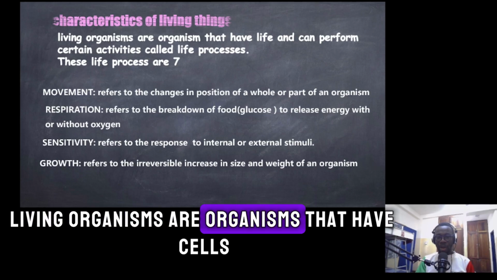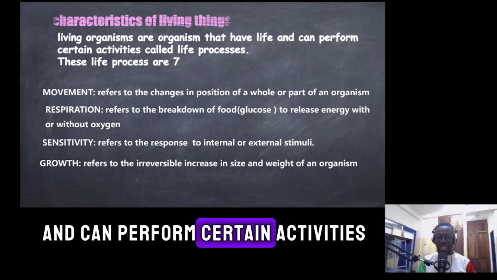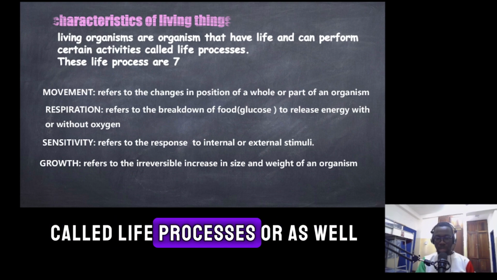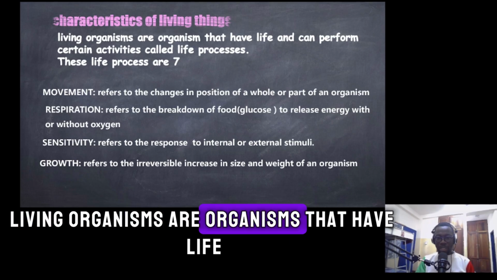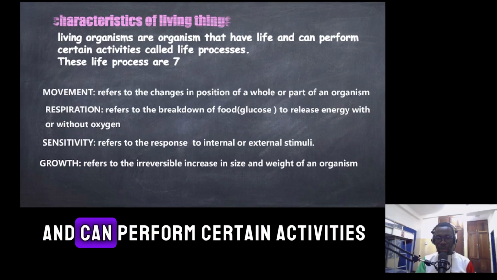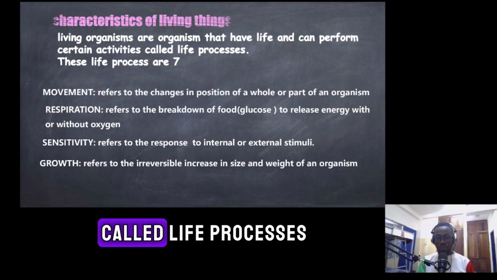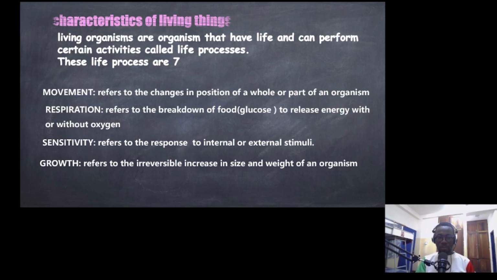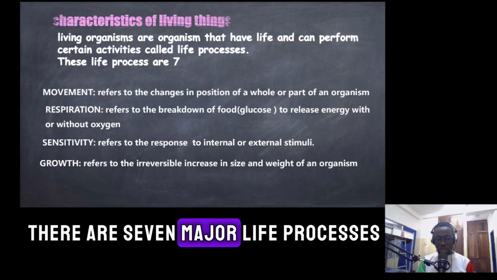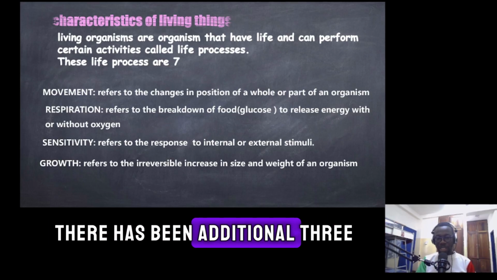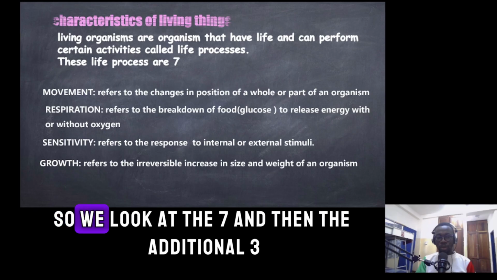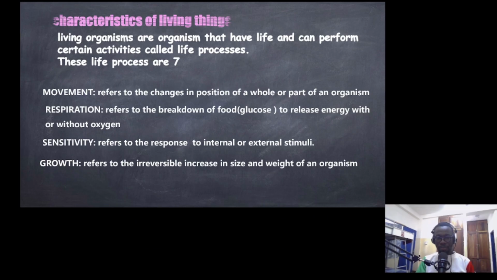Living organisms are organisms that have cells and can perform certain activities called life processes. Or as well, you can say living organisms are organisms that have life and can perform certain activities called life processes. There are 7 major life processes, but in the new curriculum, there have been an additional 3. So we will look at the 7 and then the additional 3 which have been added to it.